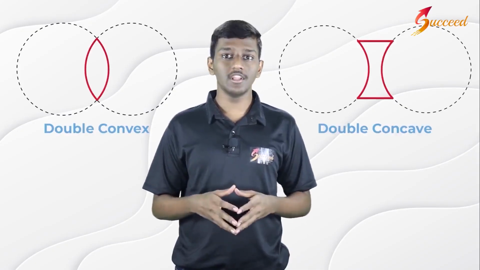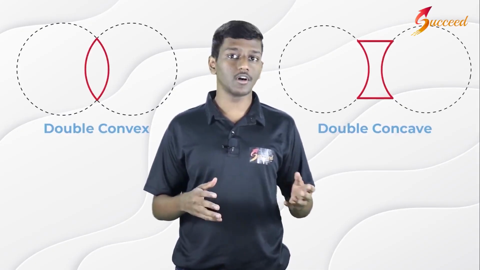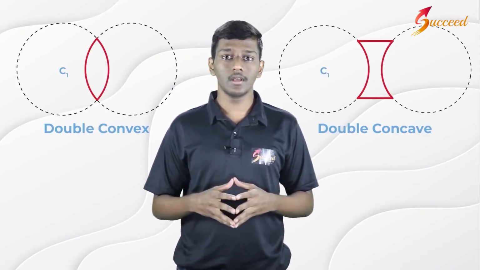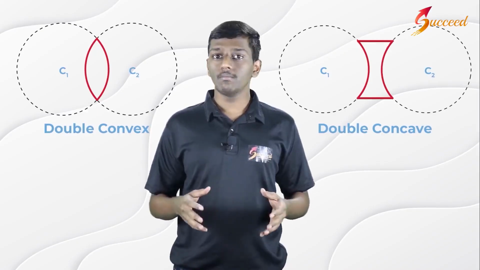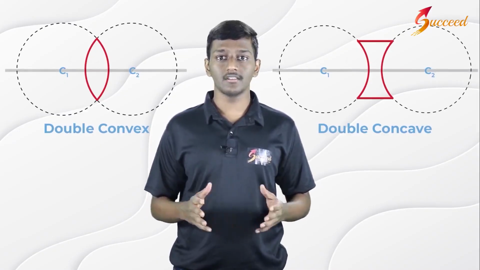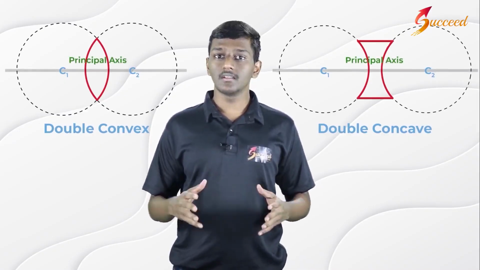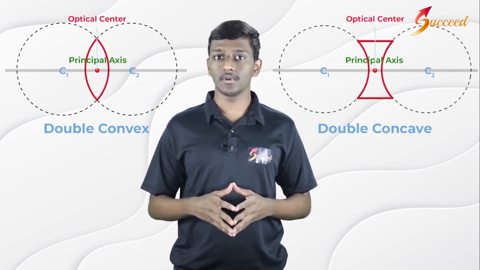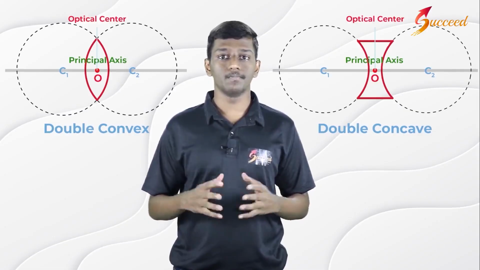Let us learn some of the terminologies related to spherical lenses. We know that a lens is a part of a sphere, and the center of the sphere is called the center of curvature, represented by capital C1 and C2. The imaginary line passing through these centers is called the principal axis. The center of the lens is called the optical center, represented by capital O.